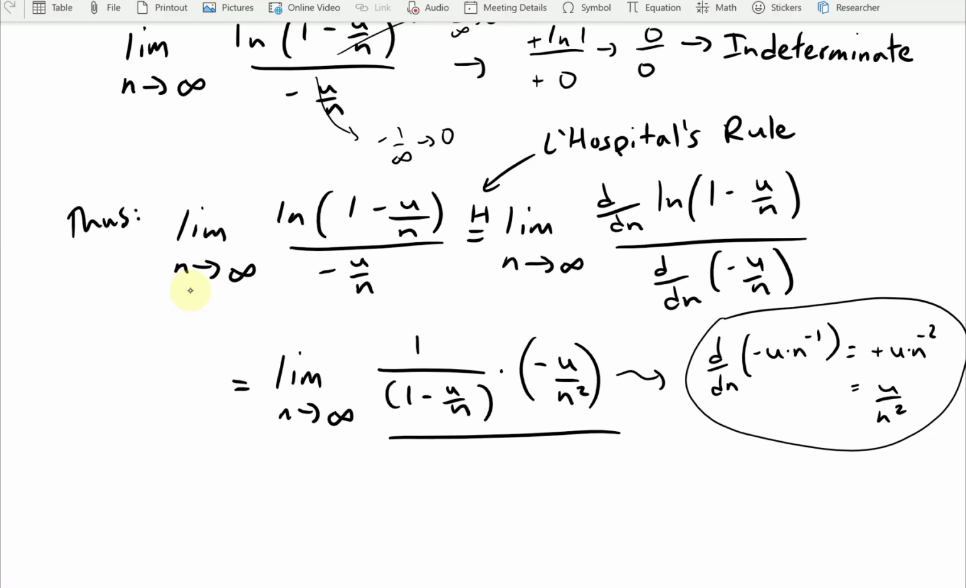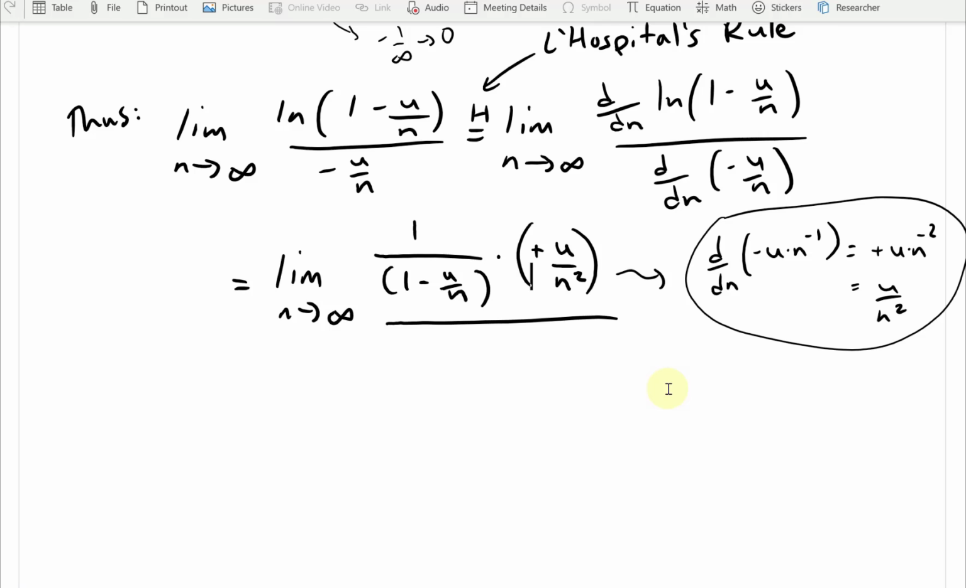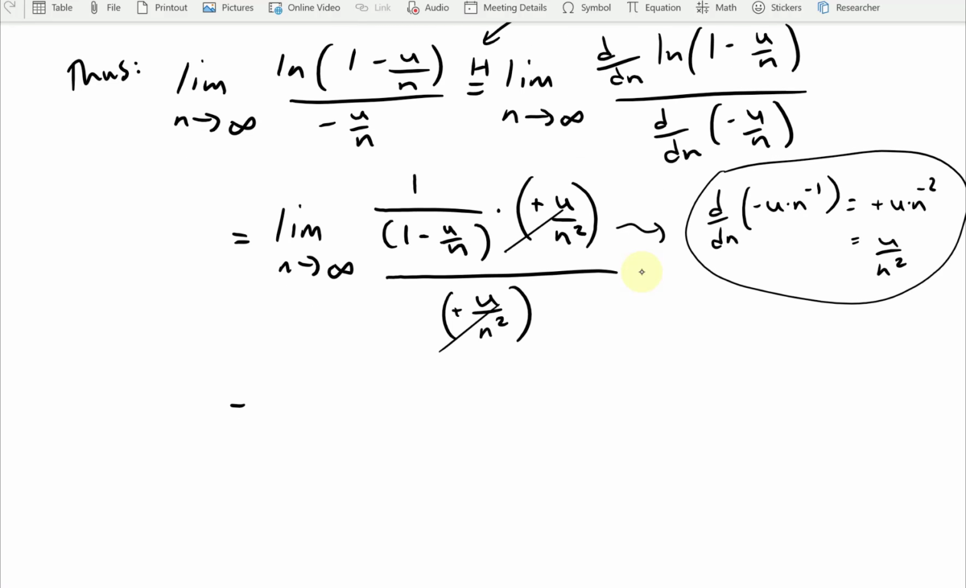Divided by, so now the part here is the same thing as this one here. So we're just going to be divided by, and I forgot to cancel the sign, so the negative signs cancel. This is going to be the derivative of this one, same as the top one, so plus u over n squared, and now this just cancels. So what we're left with is the limit as n approaches infinity of 1 over 1 minus u over n, and now u over n goes to 0 as n goes to infinity.